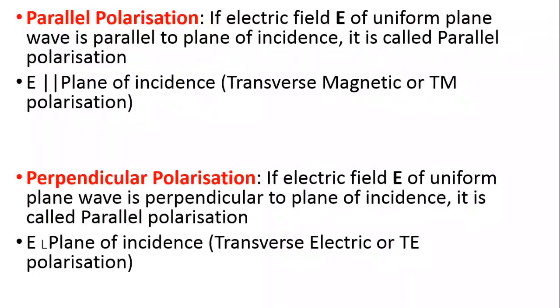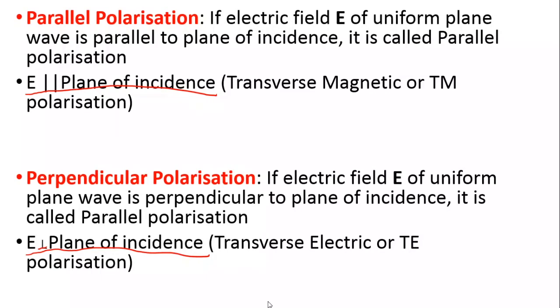Now, in oblique incidence there are two types. One is parallel polarization and next is perpendicular polarization. And you just go through this. Parallel polarization means the electric field is parallel to the plane of incidence, and in perpendicular polarization E is perpendicular to the plane of incidence.